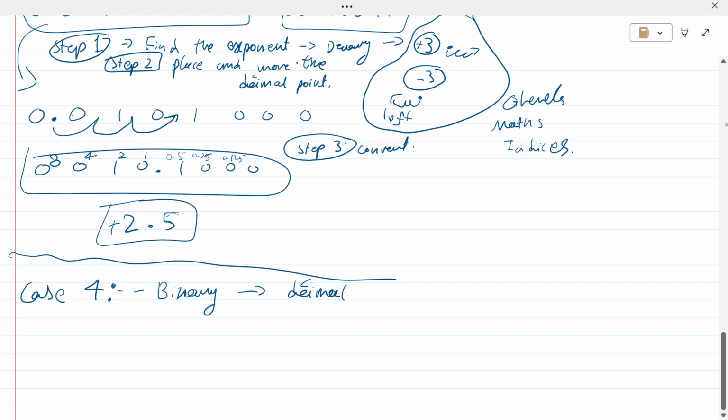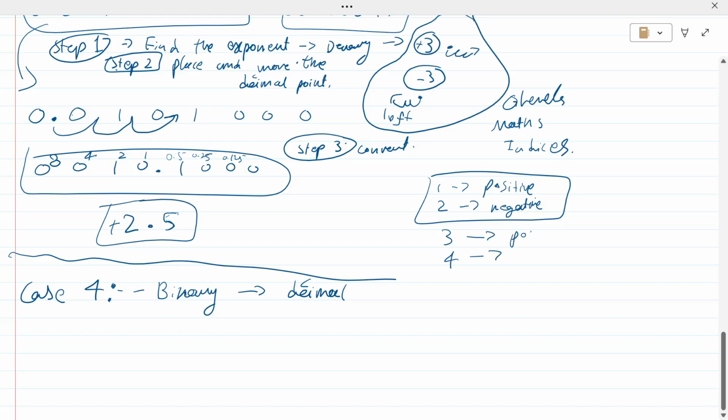When I write 1, 2, 3, 4, I'm referring to the cases, right? So case 1 and case 2. This is for the positive one, from the positive decimal number to the binary. The second case is about the negative decimal number to binary, right? Let's make this one appear. For the third and the fourth case, this is again for the positive binary number to the decimal number, and this one for the negative binary number to the decimal number, right? This is what we have ourselves.